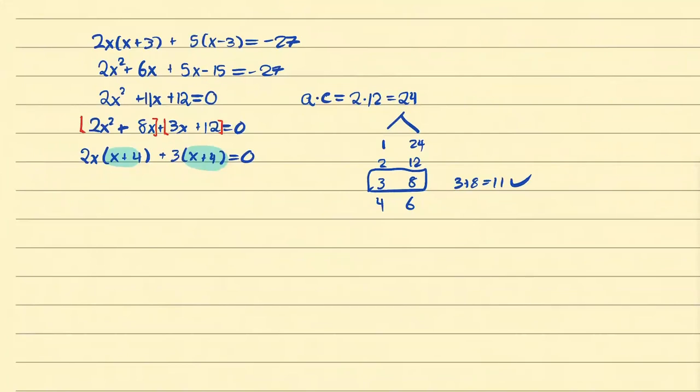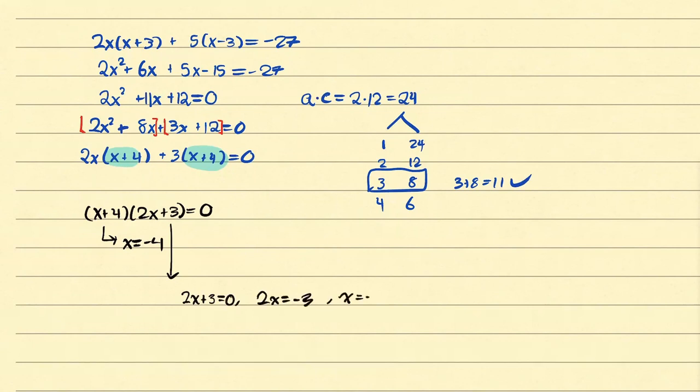So since there's an x plus 4 here and an x plus 4 here, I can factor out x plus 4. And I have 2x plus 3 equals 0. So here, this gives me a solution of x equals negative 4. And then this one, we need to do a little bit of extra algebra with. If 2x plus 3 is equal to 0, that means 2x is equal to negative 3, which means x is equal to negative 3 over 2. So those are our solutions.